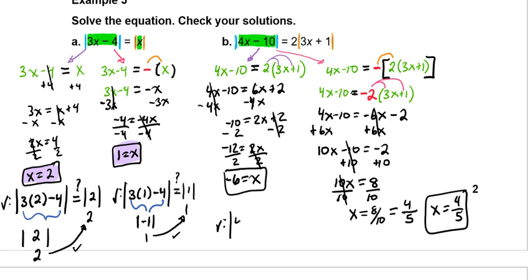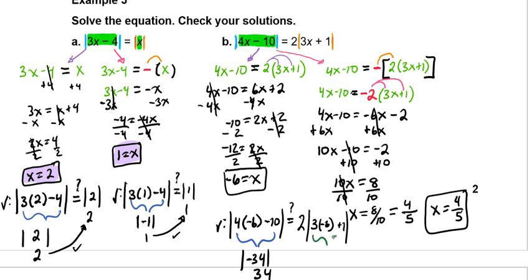So here we have the absolute value of 4 times negative 6 minus 10. We want to know, does that equal 2 times the absolute value of 3 times negative 6 plus 1. We're going to work out our inside piece here. 4 times negative 6 is negative 24. Subtract 10 is negative 34. And the absolute value of negative 34 is 34.